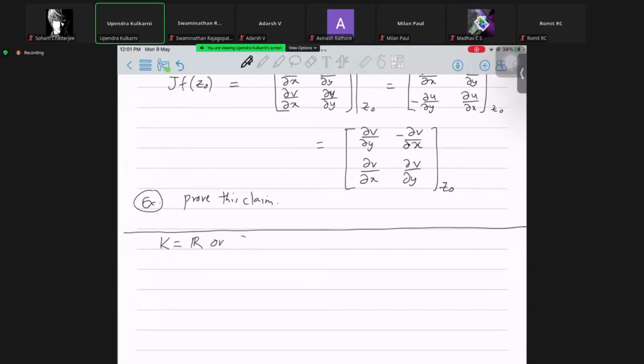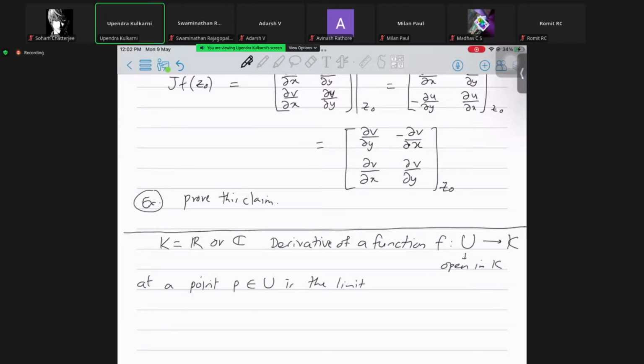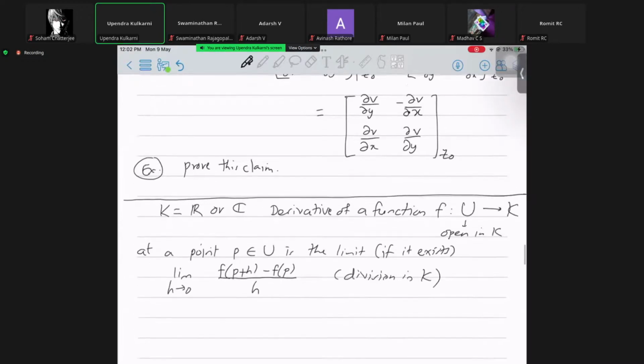K is equal to R or C, and the derivative of a function f from U to K, where U is open, at a point, let's say P, is the limit, if the limit exists, of course, and this division isn't zero.